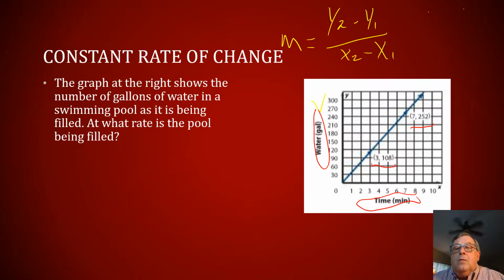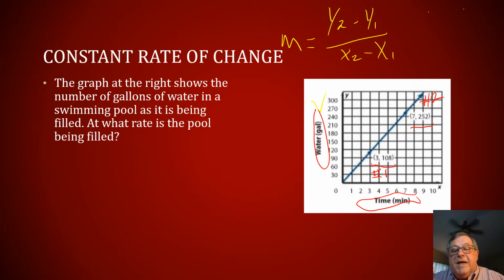One thing about finding slope, you need to be consistent as to how you designate your ordered pairs as the number ones and the number twos. The method that I use and encourage you to use is just read left to right. So the first one I see is (3, 108), and I say, you know what? That's number one. And then up here in the top right, I see the coordinate (7, 252), and that's number 2.